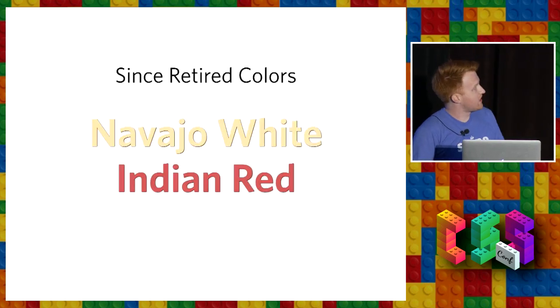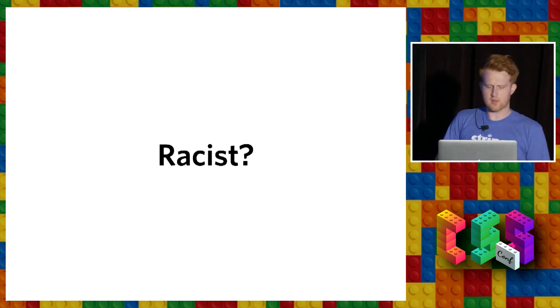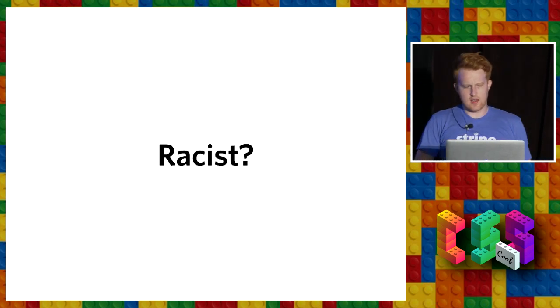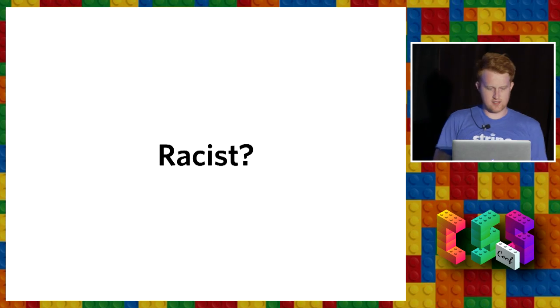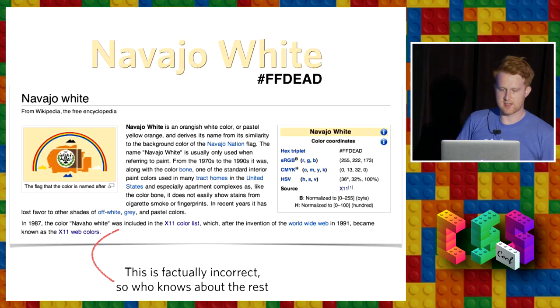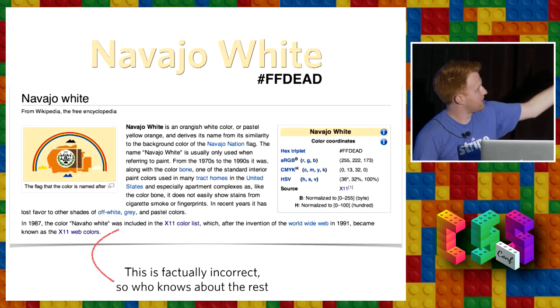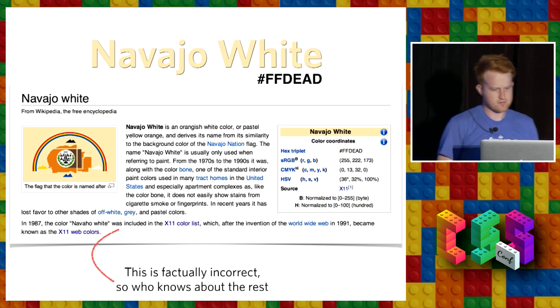The since retired colors in crayons that still made it into the CSS colors even are Navajo white and Indian red. And a lot of people ask, are these colors racist? And I'll preface this with intent isn't magical is a good phrase here. So even if they aren't and people are offended by them, then we should address it. But Navajo white is the exact shade of color on the back of the Navajo flag.